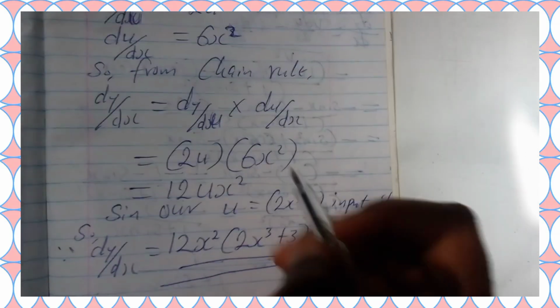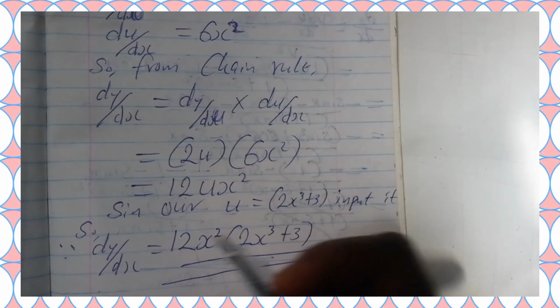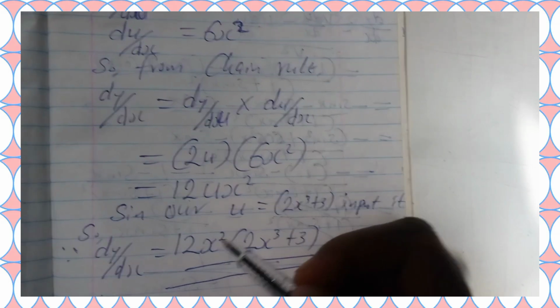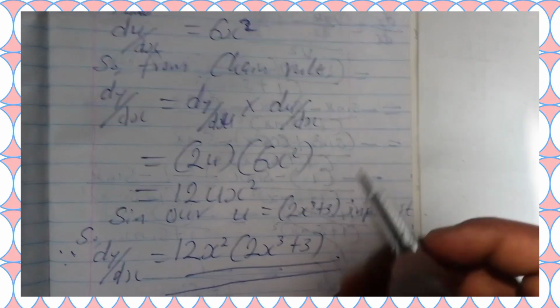This is how to solve this chain rule. So if you have any question, you can ask. This is dy over dx equals 12x squared times (2x cubed plus 3). This is the final answer.